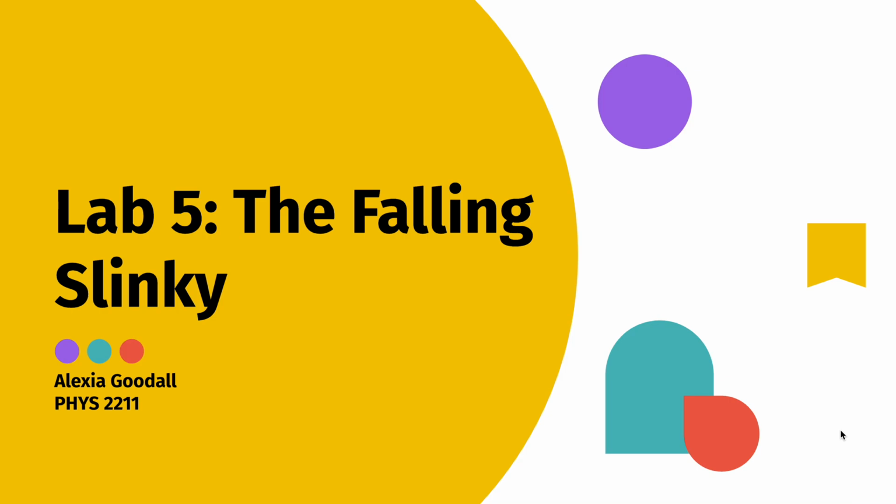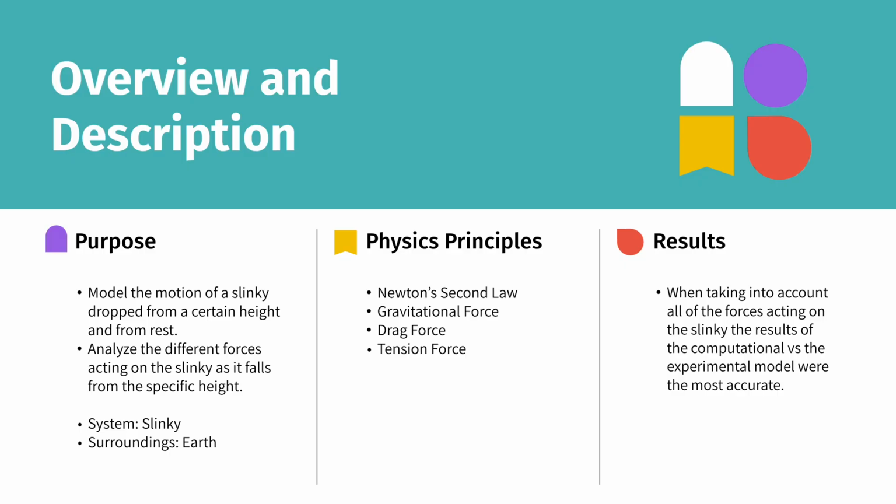Hello, and today I'm going to present to you Lab 5, the Falling Slinky from Physics 2211. The main purpose of the lab was to model the motion of a slinky dropped from rest from a certain height and analyze how different forces acted on the slinky, having the slinky as the system and the Earth and everything else as the surroundings.